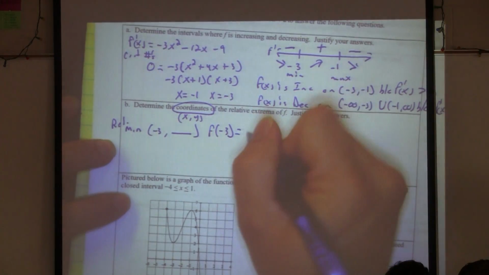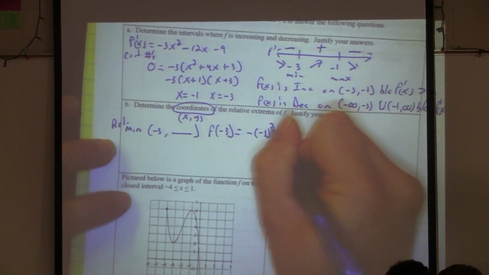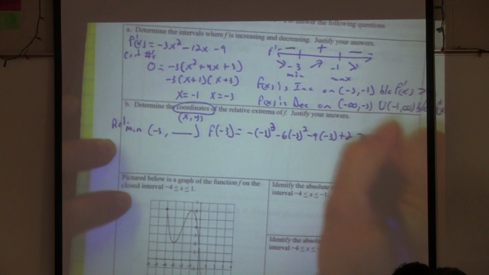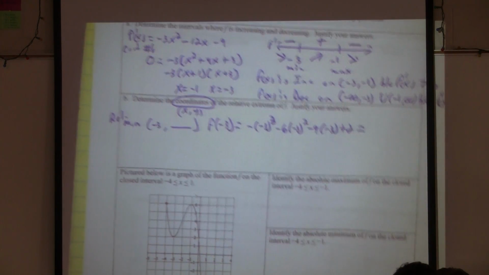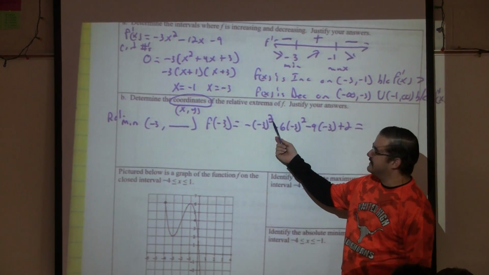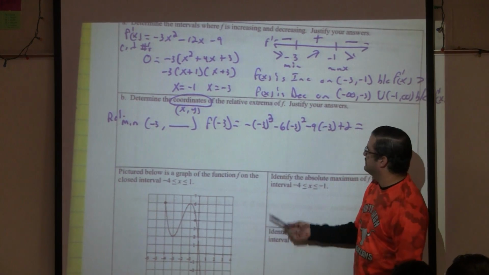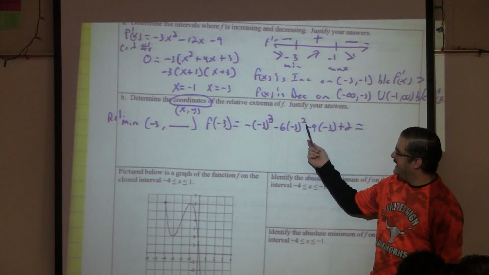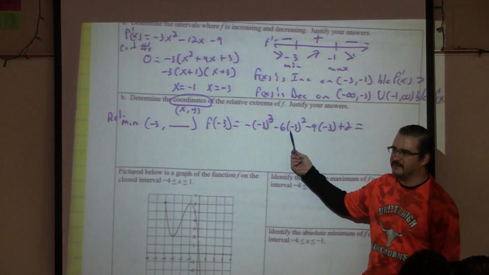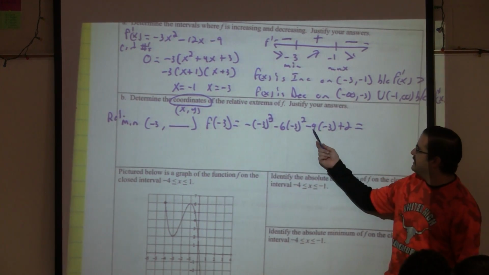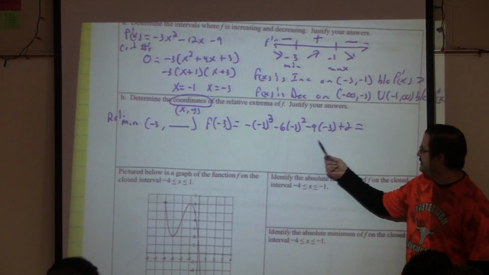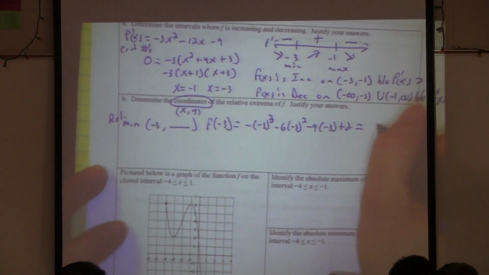So that means we want to know negative parentheses -3 cubed minus 6 times -3 squared minus 9 times -3 plus 2. Let's see if we can do that. That's probably harder than the calculus we did up there. What's -3 to the third? -27. Negative times negative, positive 27. -3 squared? 9 times -6? -54. 27 minus 54? -27. -9 times -3? Plus 27. So -27 plus 27? Zero. 0 plus 2? 2. Oh, how fun. Easy math.